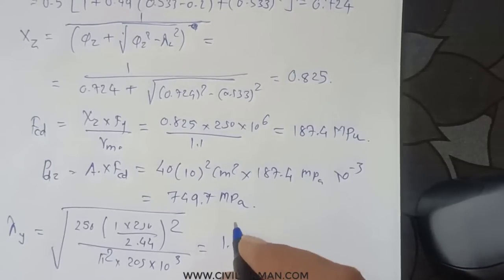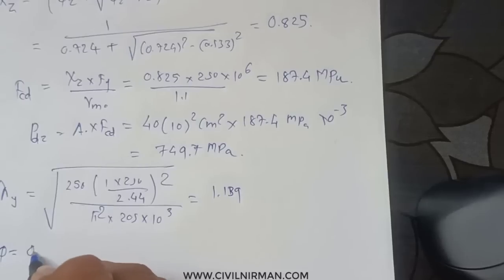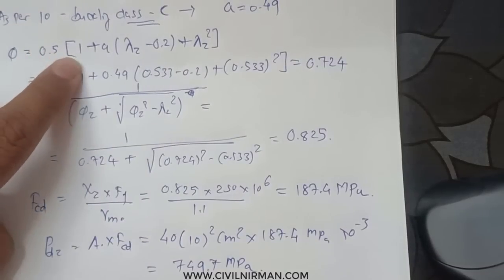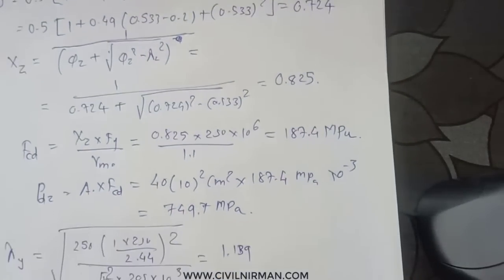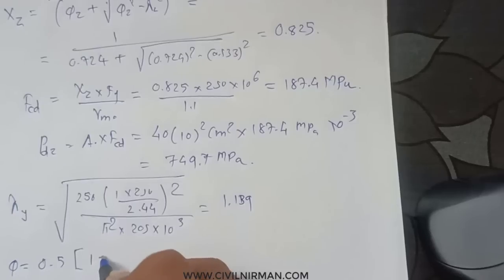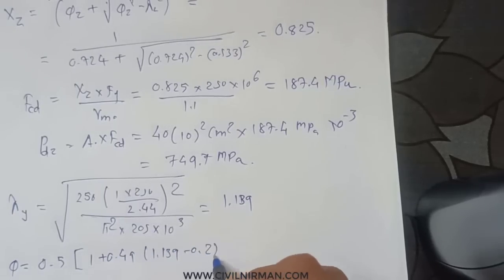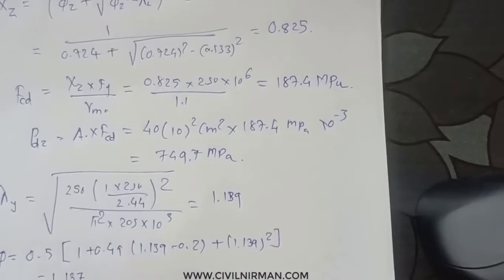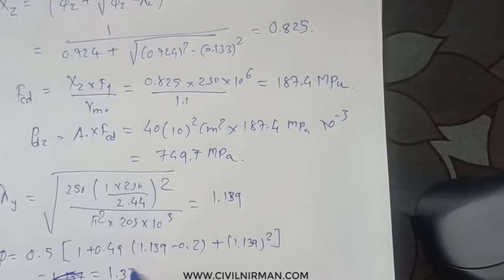Okay, similarly we will work out the phi as well. What was the earlier equation? We have this 0.5 into 1 plus alpha into lambda z minus 0.2 plus lambda z square. So the way we have worked out for the major axis, similarly I am putting the value for the minor axis as well. And I am getting, that's a slight mistake, I'll get the value as 1.379.